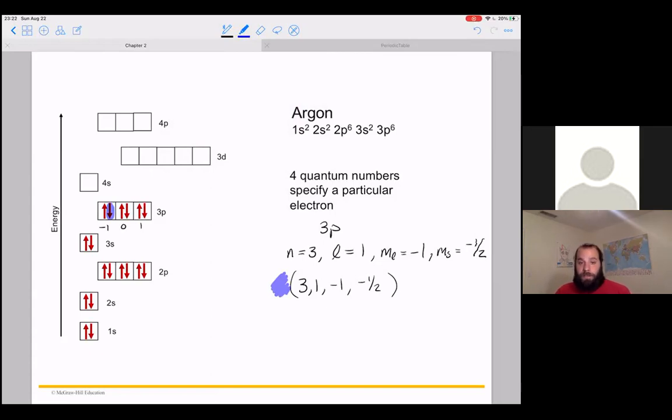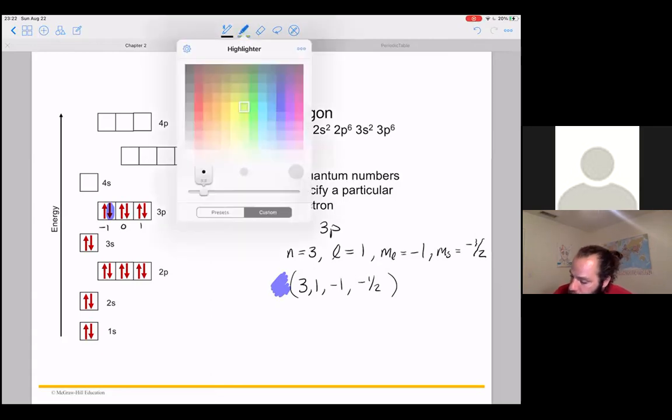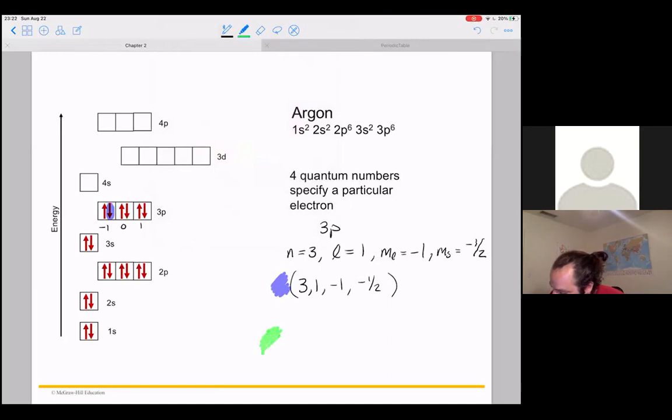Okay, so these quantum numbers, again, you can think about them as an address of an electron. You'll be able to identify on your chart that this particular electron has this configuration, or I could do sort of the opposite and say, find me the electron that has the quantum number address 2, 1, 1, +1/2. What would that correspond to?